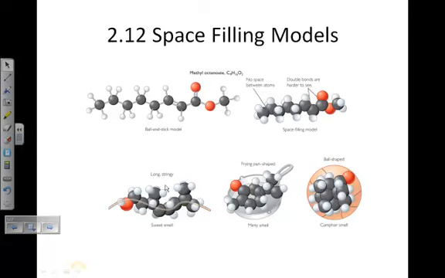And notice that the shapes are tied to general smells. So long and stringy is sweet, frying pan shape has a tendency to be minty, and ball-shaped molecules have a tendency to smell like camphor, which is like a pine scent.